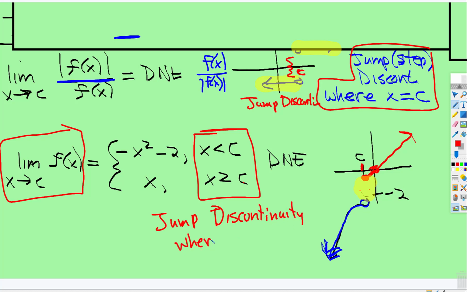where x is equal to c. If you're not putting where x is equal, you will lose considerable amount of points on an exam. So be very careful, because this is a really important piece of understanding discontinuity. It's only discontinuous here. If we look at the graph here, it's fully continuous. If we look at the graph over here, fully continuous. But where x is equal, in this case c, there's a jump discontinuity.